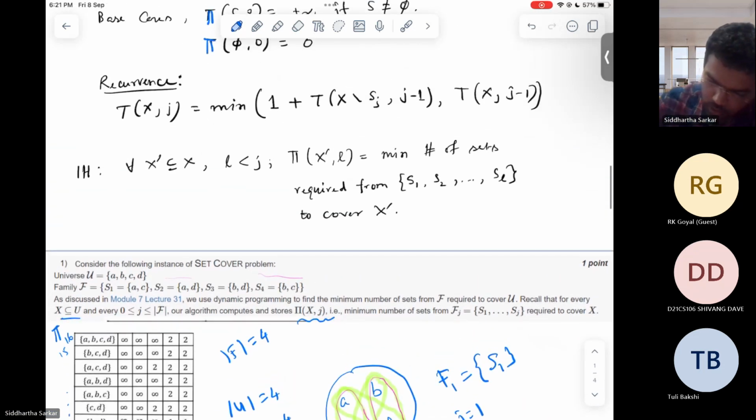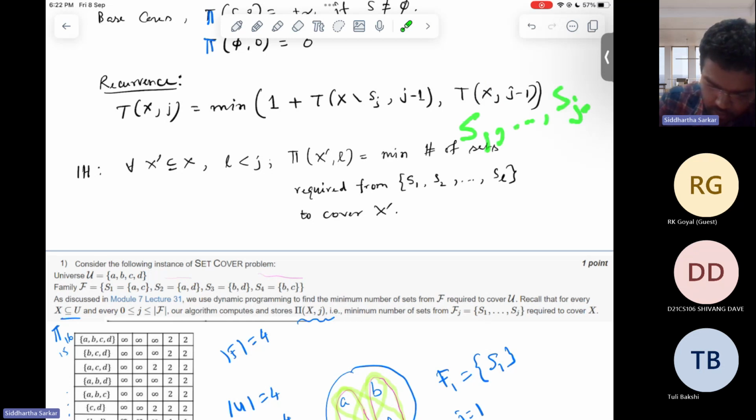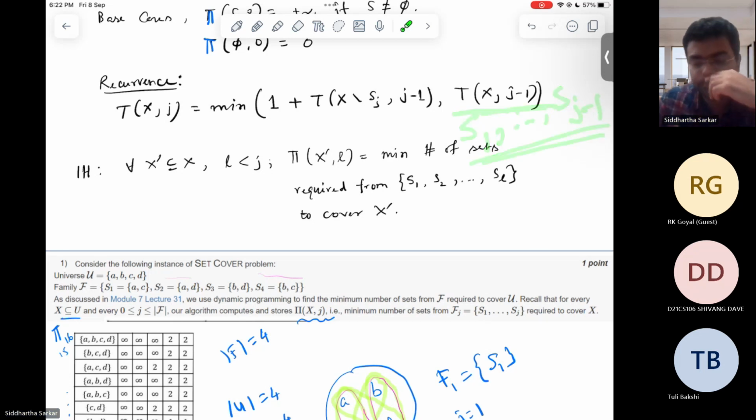Okay. So this part is clear: if we pick Sj, then our estimate for the minimum set cover for X using S1, S2 up till Sj is this. If we do not pick Sj, then we have not covered anything. So we are still intending to cover all the elements in X, but we have decided that we will not pick Sj. Therefore, we are allowed to pick anything from S1 through Sj minus 1. Therefore, this is the corresponding entry.